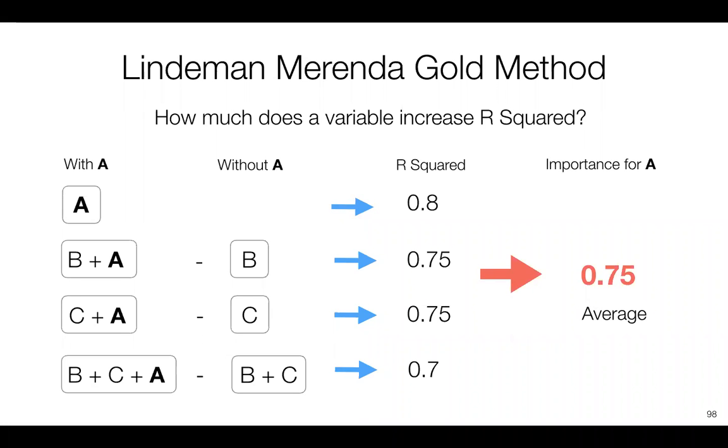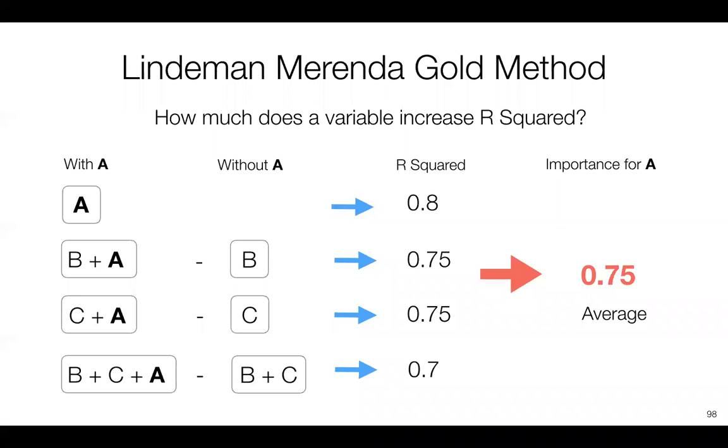And then for example, B plus A is a model. And then you build B as a model, and then find the difference. Let's say the difference is R square. In this case, the R square number is how much we can consider is coming from A. And then we have a bunch of different numbers, and then we average them out. So that's the Lindeman-Merenda-Gold method.